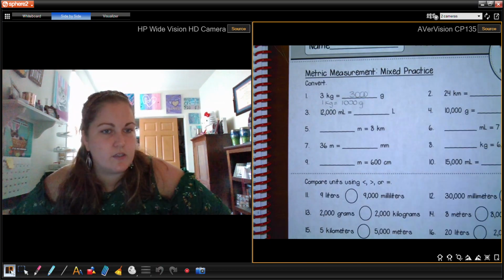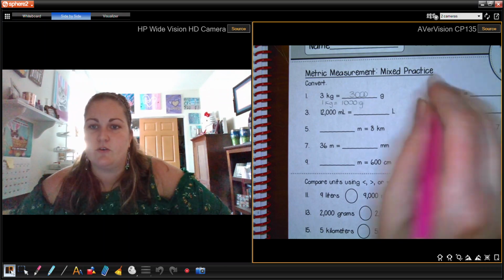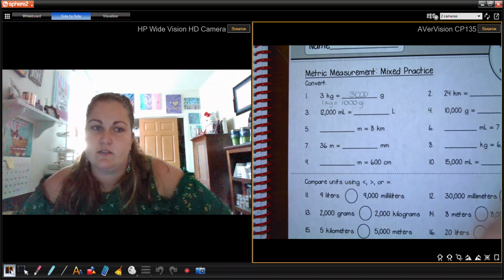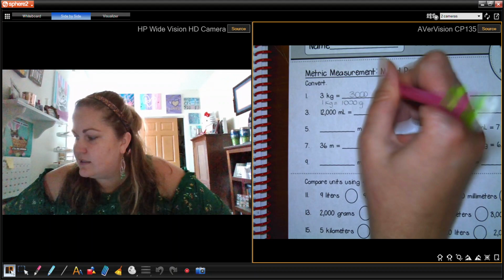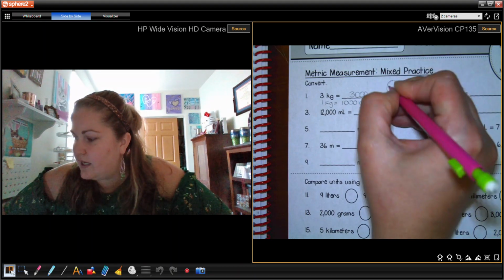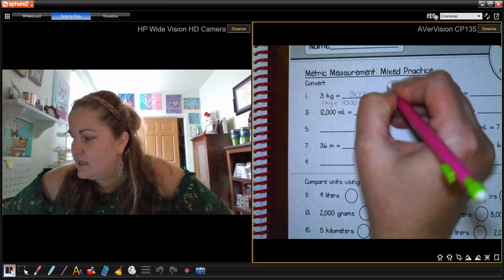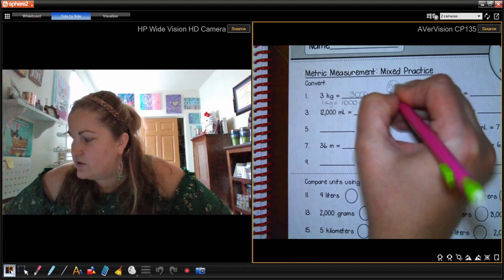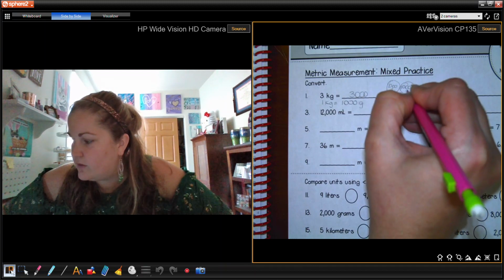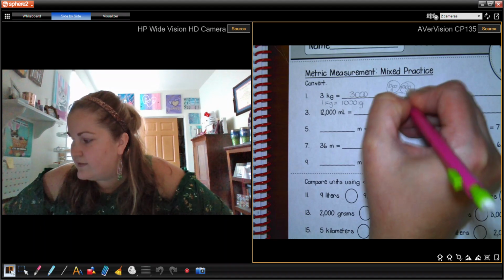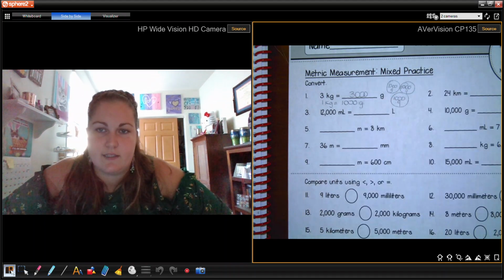When I check your work, you realize you make mistakes sometimes. So really, I could just do 3 times 1,000 to get 3,000. If I needed to draw myself a picture and say, okay, these are my 3 kilograms, and each of these is 1,000 grams, you can make yourself a little picture to kind of help yourself stay organized.